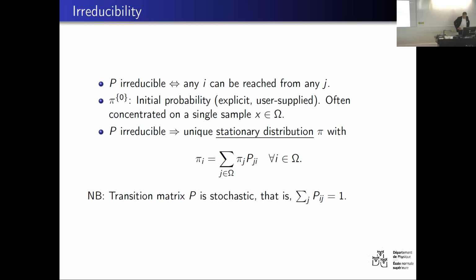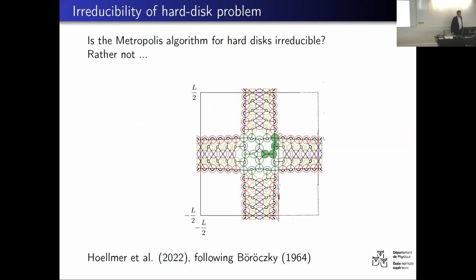And then if you are irreducible, you have a unique stationary distribution, which satisfies that pi_i is equal to the sum of pi_j p_ji. We'll go into more detail on that. So the first question is, this algorithm that I talked to you about, where you take one disk and you move it by epsilon, is this an irreducible algorithm?